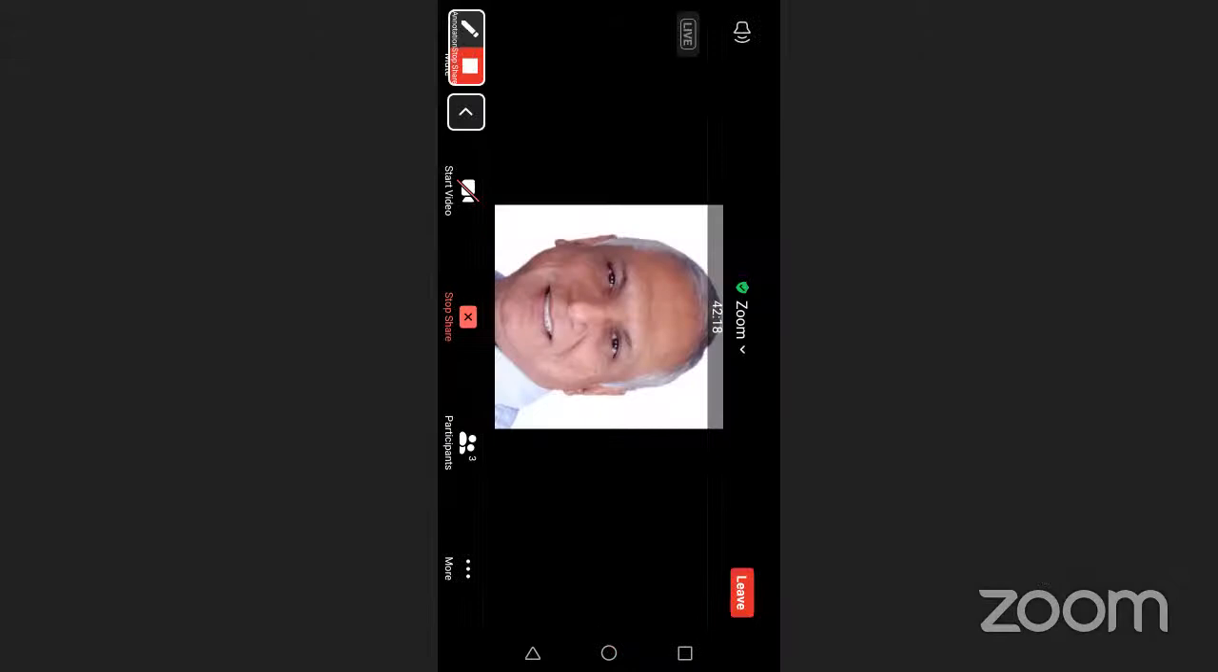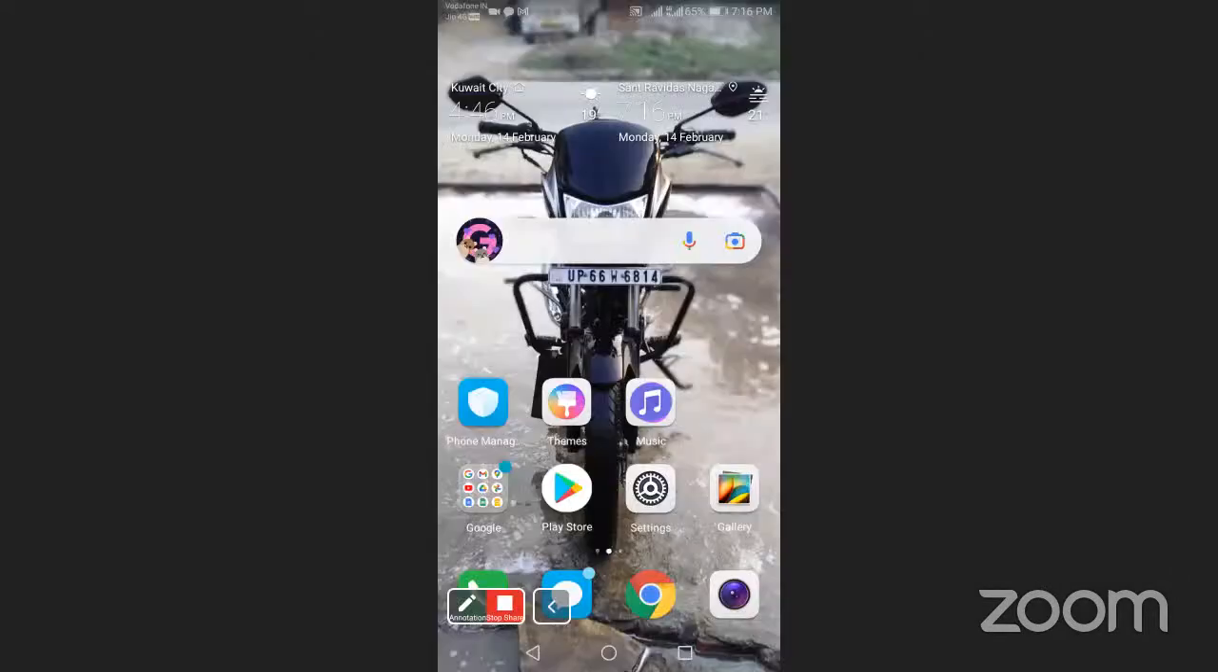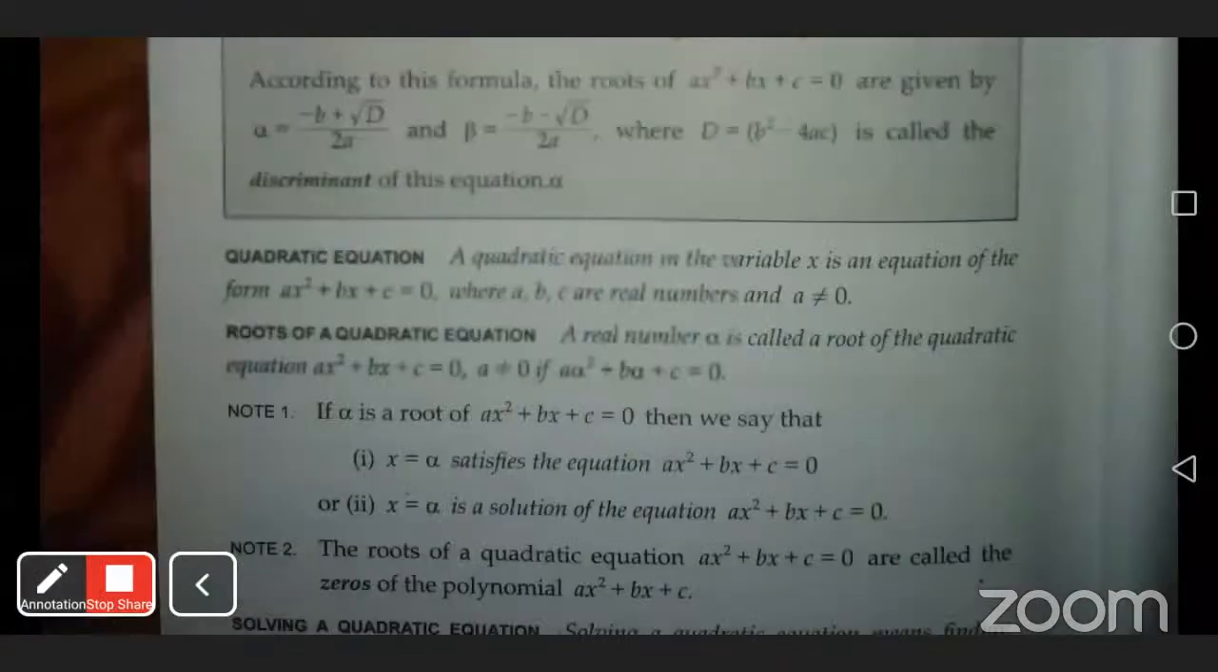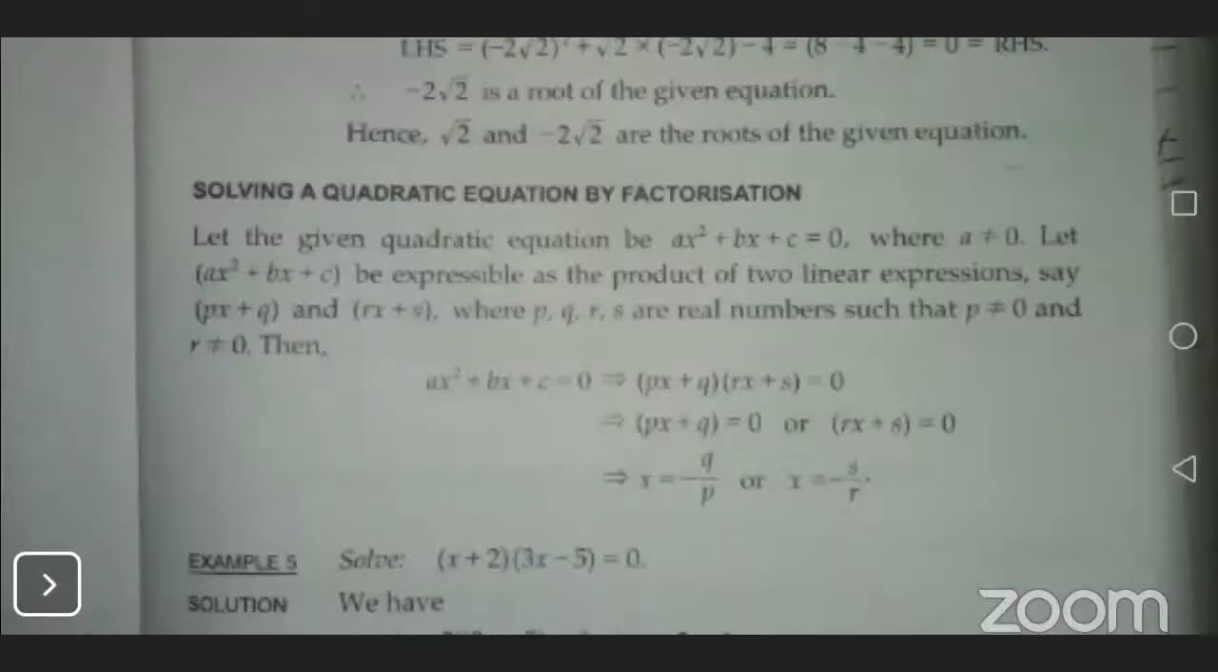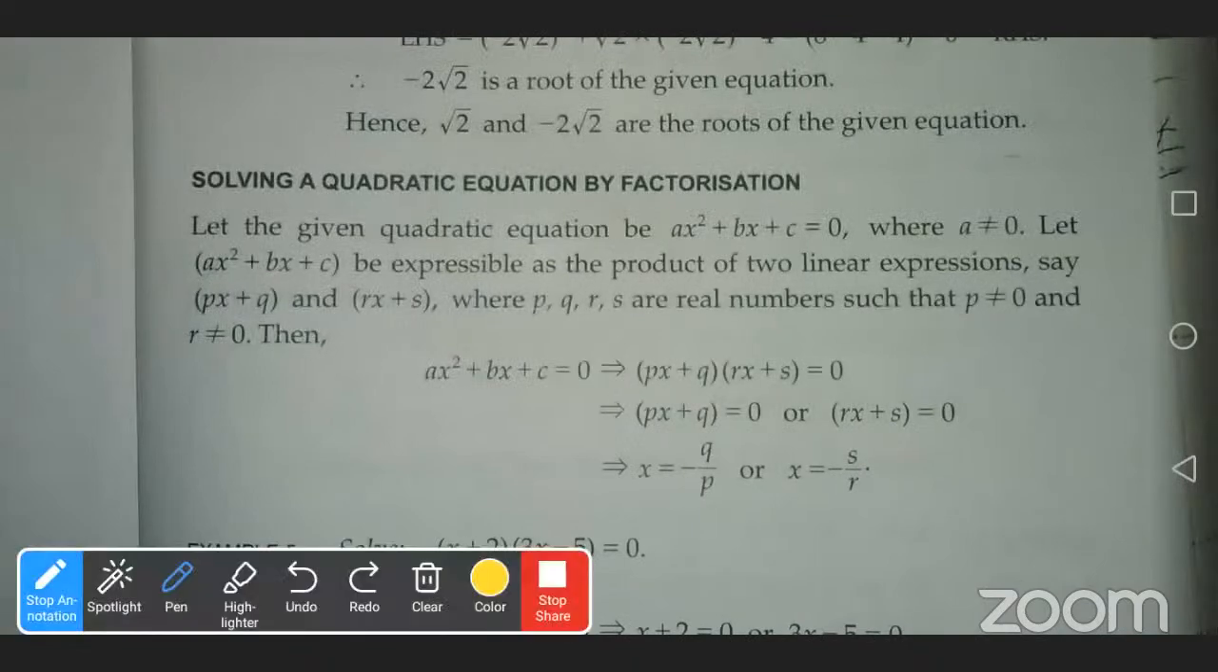Now, I am moving ahead, solving a quadratic equation by the method of factorization. How to solve it? So, the process is, let me switch on my screen so you can see what is written here. You can see on the screen also. Solving a quadratic equation by factorization method.